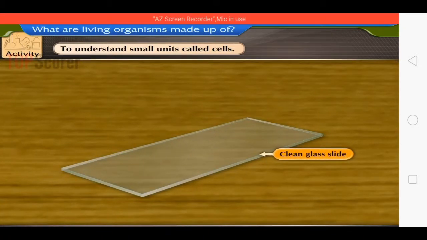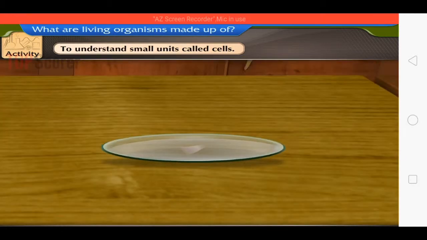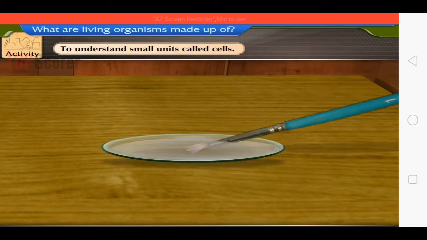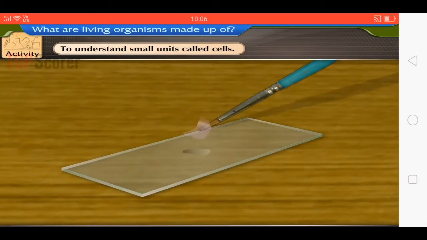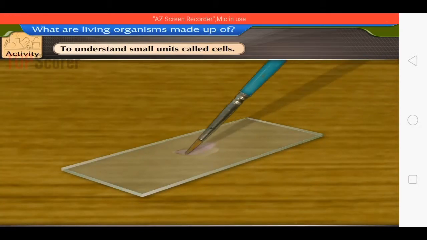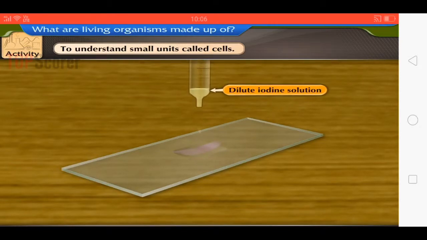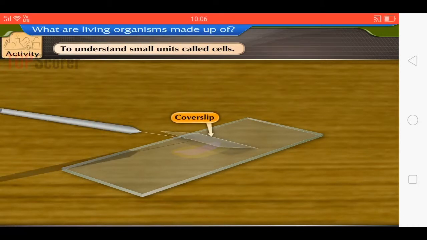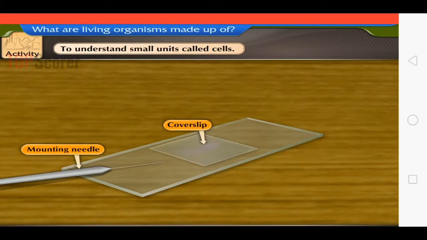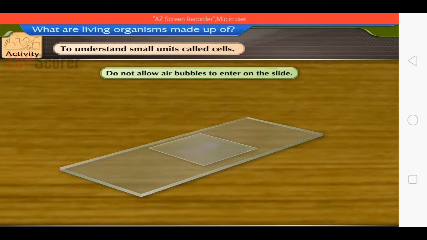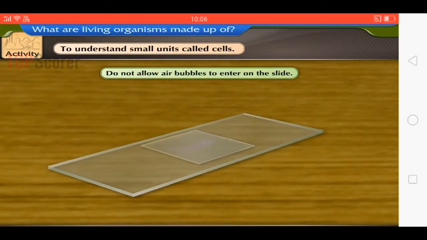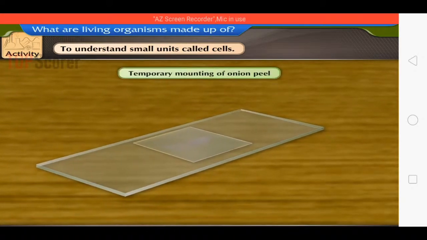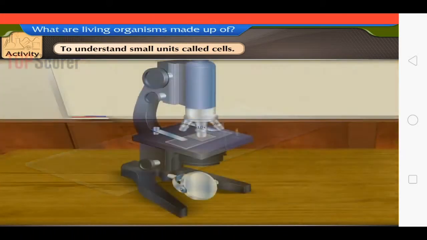Take a clean glass slide. Put a drop of water on it. Transfer a small piece of peel on the slide with the help of a brush. Stretch the peel and make it flat on the slide. Put a drop of dilute iodine solution on the peel. Place the cover slip carefully with the help of the mounting needle. Do not allow air bubbles to enter the slide. This is a temporary mounting of onion peel.